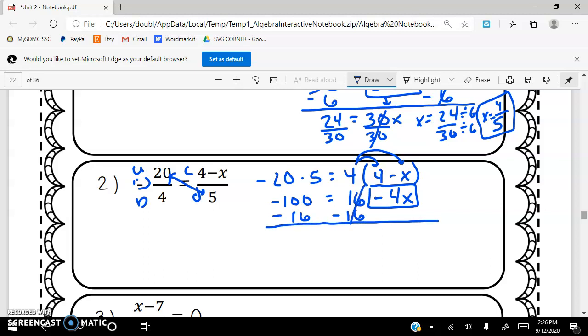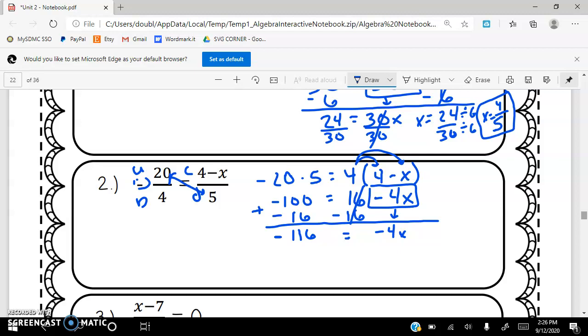These cancel out, leaving me with a negative 4x over here equals, now I'm combining these, which means I'm really adding them. I want to keep the sign of both of them, which is negative, and 100 plus 16 is 116. Use your integer cheat sheet to help you on that.